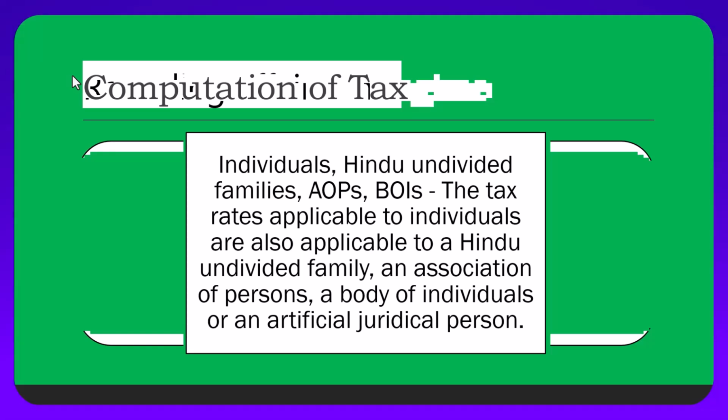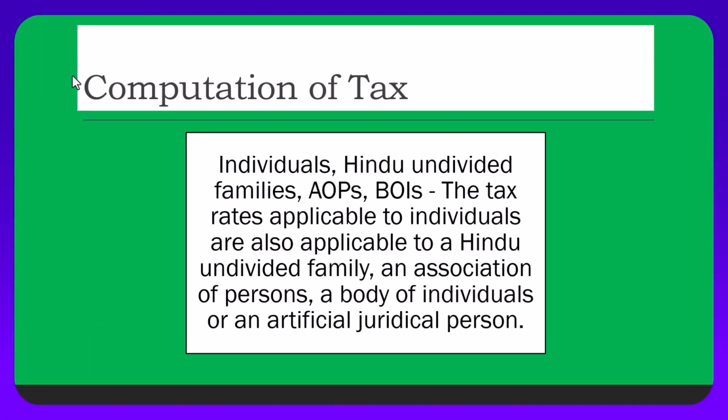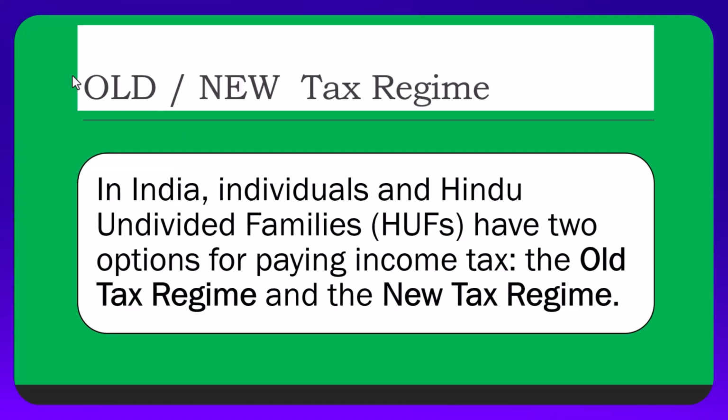So then there is a rounding off which you can just read yourself, but I'll come back to this. So just before we calculate the computation of tax, we'll talk about the individuals. Individuals, HUFs, AOPs, BOIs, that means all these people have the common taxation structure. Whether you're an HUF or individual or a body of individuals or association of persons, there is only one tax rate.